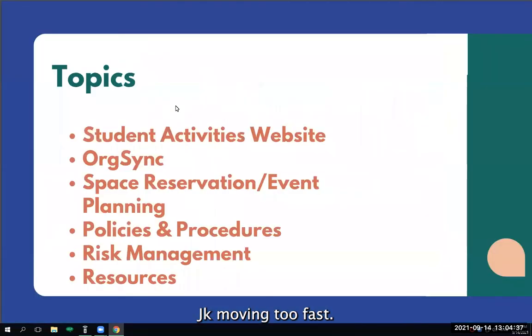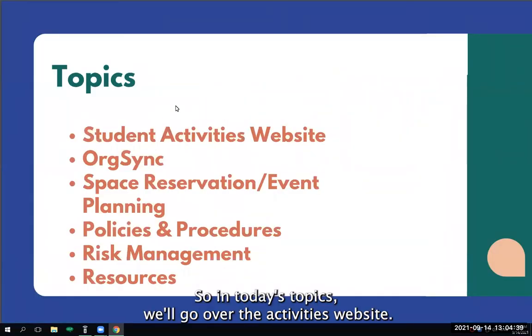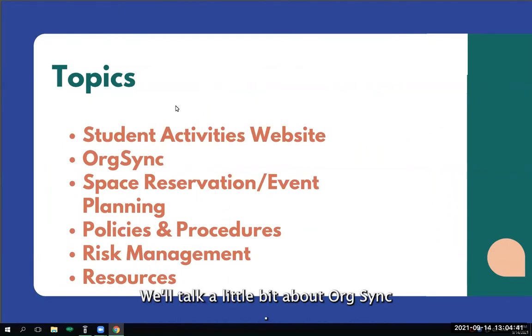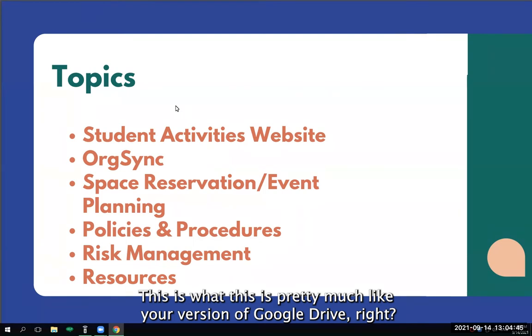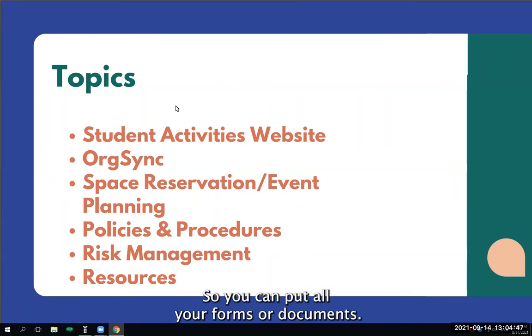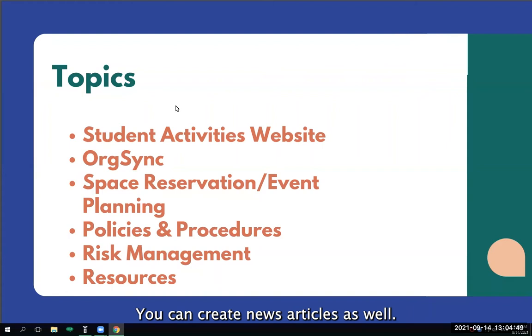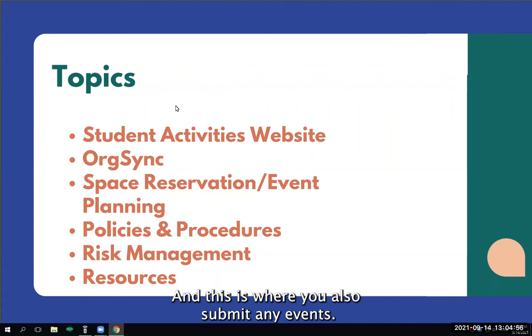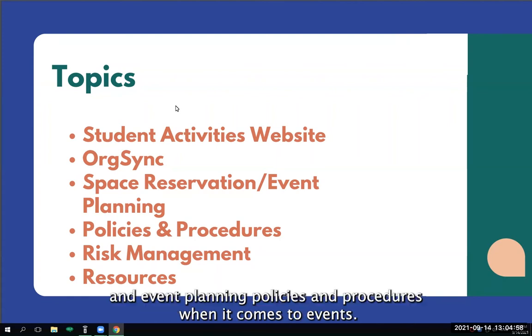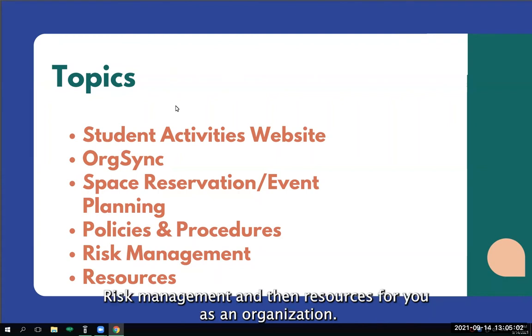Moving too fast. So in today's topics, we'll go over the Student Activities website. We'll talk a little bit about OrgSync. So this is where you live as a student organization. This is pretty much like your version of Google Drive, right? So you can put all your forms, your documents, you can create news articles as well. You can see what other orgs are doing. And this is where you'll also submit any events. We'll talk about space reservations and event planning, policies and procedures when it comes to events, risk management, and then resources for you as an organization.